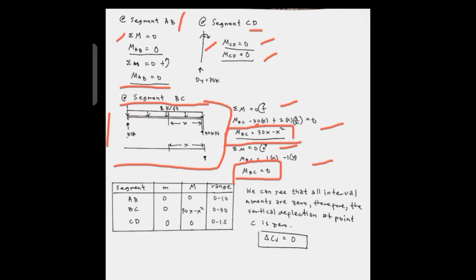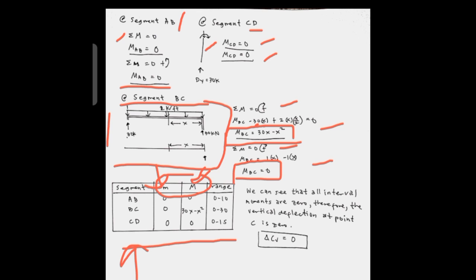Finally, we can make our table, which is present here. Present here are our 3 segments and the values of our internal moments. Our small m here is the internal moment in the virtual system, and our capital M is the internal moment in the real system.